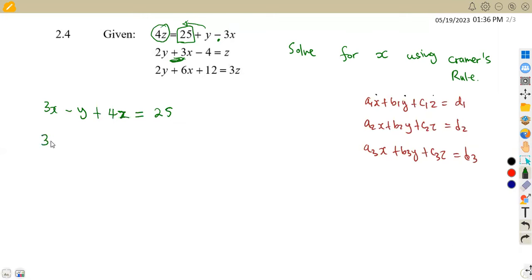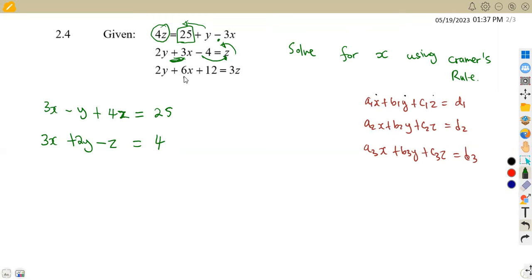So our x is going to remain as 3x, and our y is going to remain as positive 2y. But the z now, we have to transpose the z to this side so that it can be a negative z is equal to transpose the negative 4, which is going to be a positive 4. All right, we are done with the second equation.